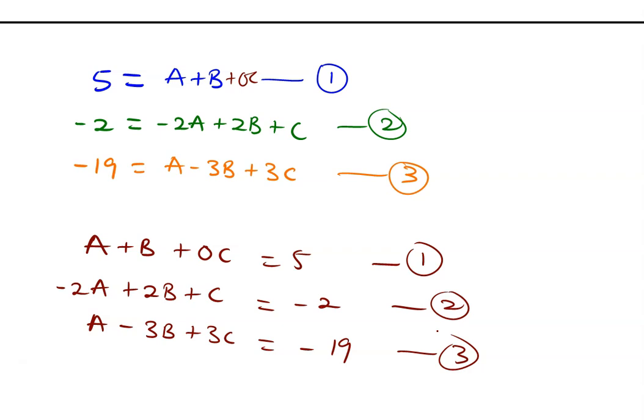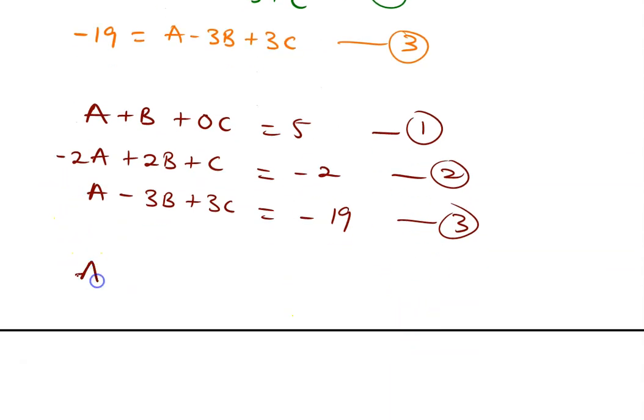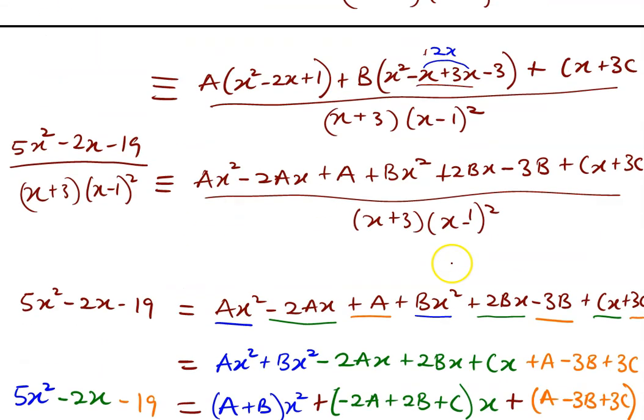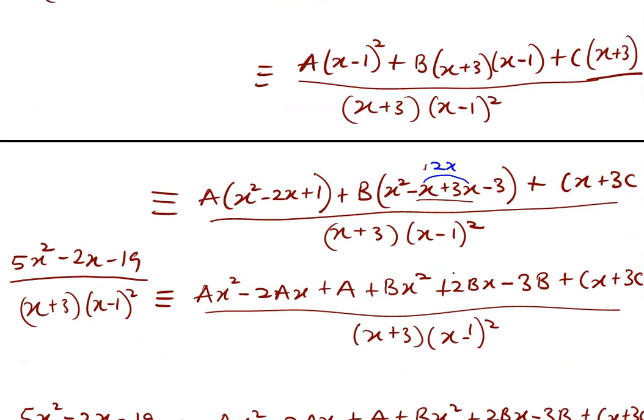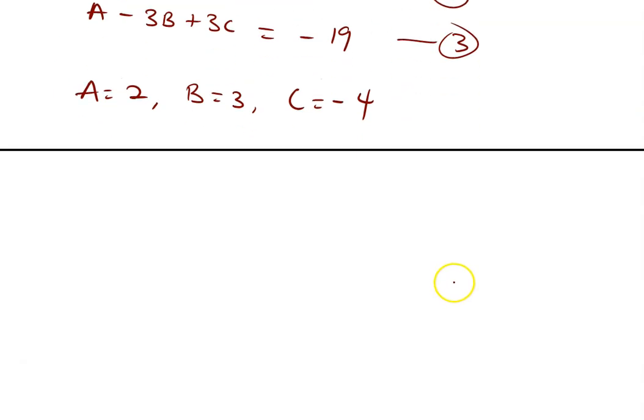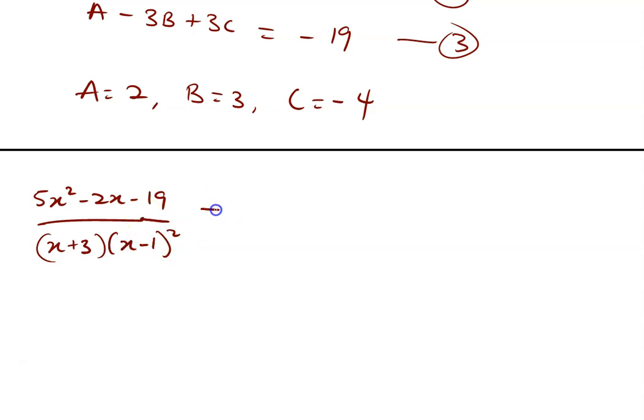So at this point, we can use our calculator to solve it nicely. And if you use the calculator to solve it, you are going to get a to be 2, b will be equal to 3, and c is equal to minus 4. So we just substitute it into the first expression over here. So we can clearly make a deduction that 5x squared minus 2x minus 19 on x plus 3 times x minus 1 squared is identical to what?